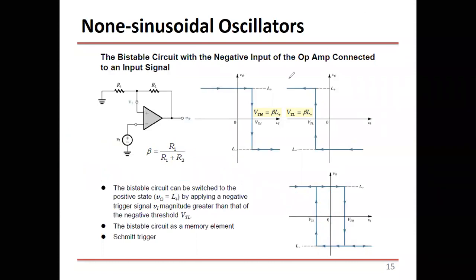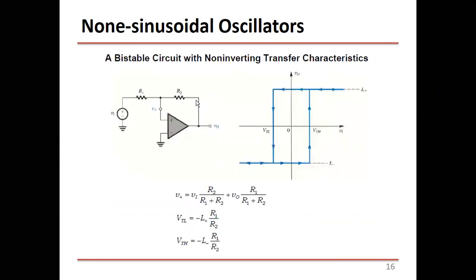So now let's do the other way. This is an inverting input, right? The input is applied to the negative here, right? Let's apply the input to the positive and see what's going to happen. Okay, let's analyze this circuit. Here you connect this to the ground, which means that V minus is always 0 volt.